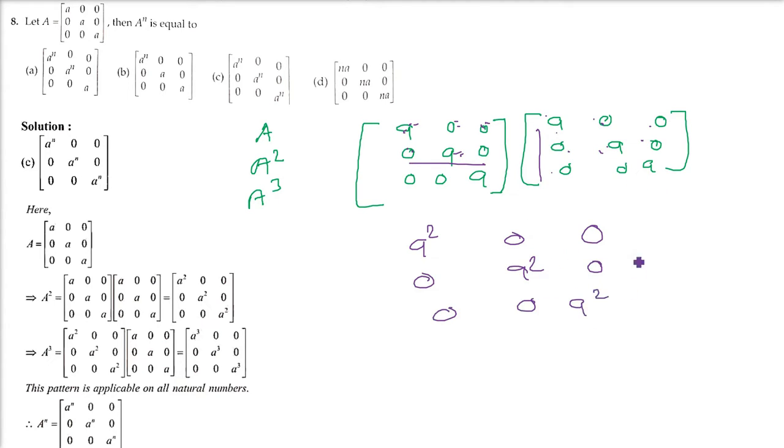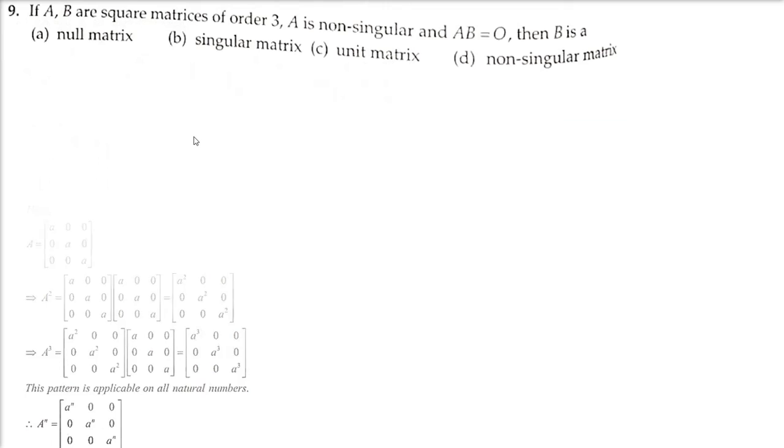A square in the diagonal. So when you take A cube, it will be A raised 3. When you take A4, it will be A raised 4. A raised n, it will be A raised n. Okay. So you can just directly write C. Just take A common, and that is going to be identity matrix to the power n.